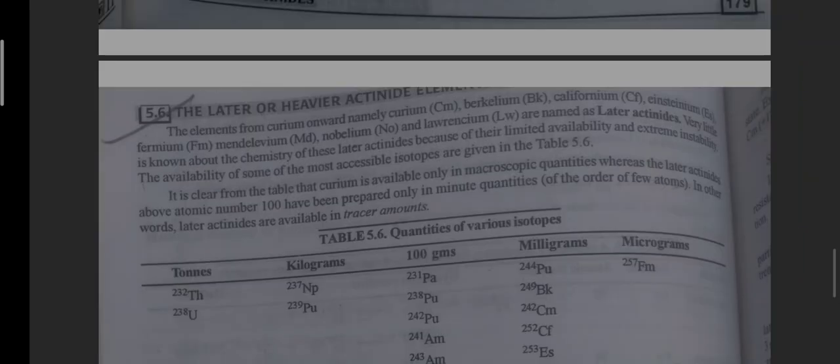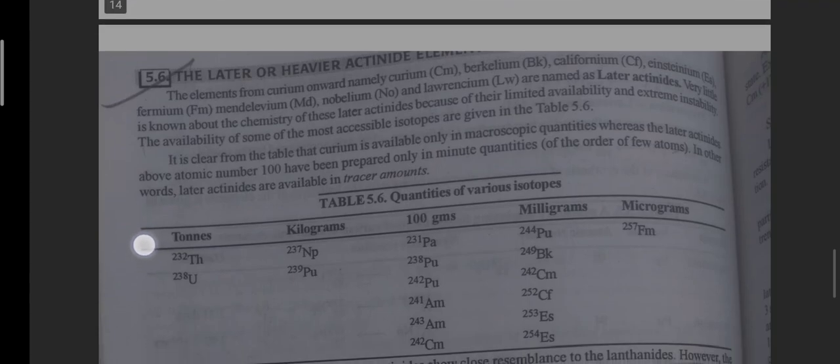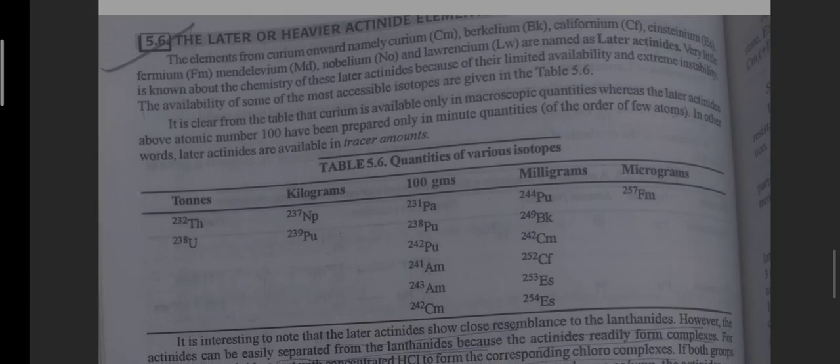Next topic is the later or heavier actinide elements. The elements from curium onward, namely curium, berkelium, californium, einsteinium, fermium, mendelevium, nobelium, and lawrencium, are named as later actinides. Very little is known about the chemistry of these later actinides because of their limited availability and extreme instability. The availability of some of the most accessible isotopes is given in Table 5.6.